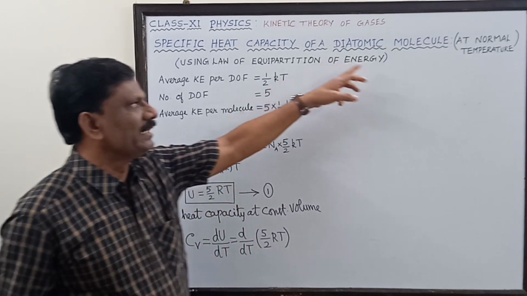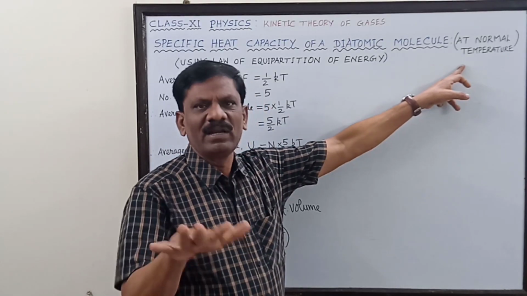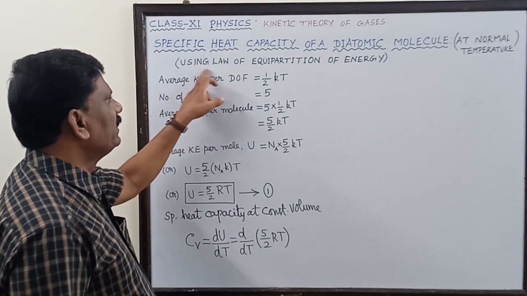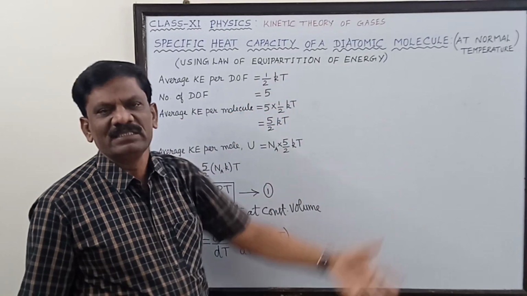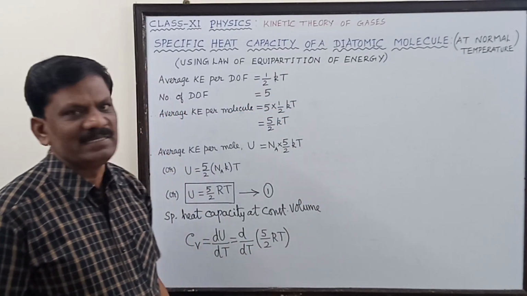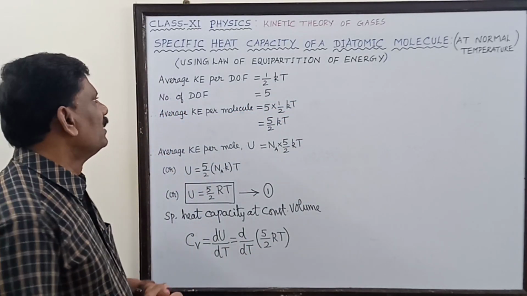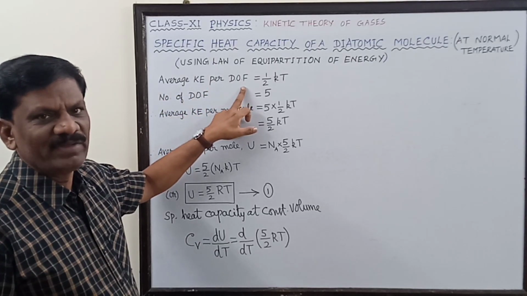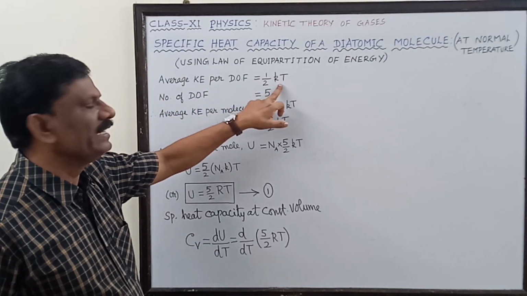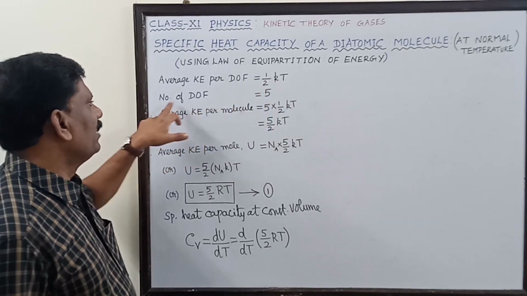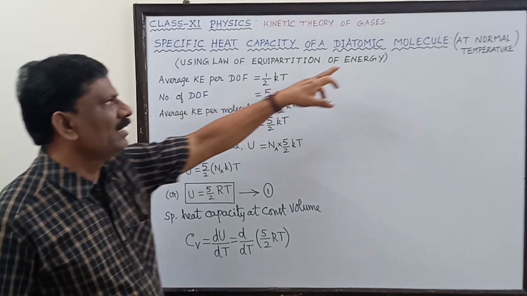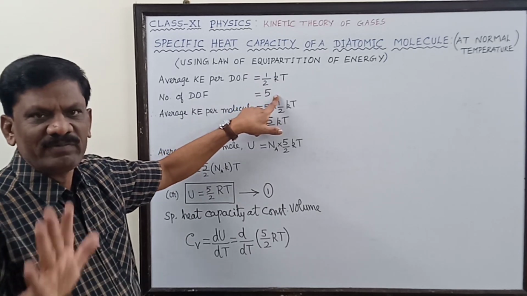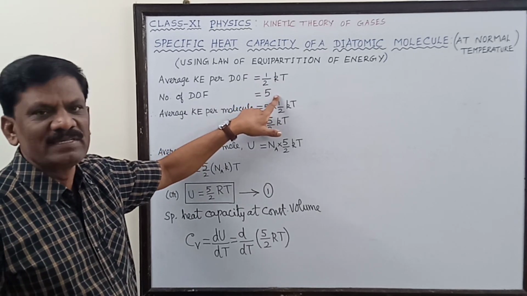So for such a diatomic molecule at normal temperature, room temperature, using the law of equipartition of energy, we will determine Cp, Cv and gamma. Now first, what is the average kinetic energy per degree of freedom? We have already learned it is half kT. And the number of degrees of freedom for a diatomic molecule is equal to 5. Each molecule has 5 degrees of freedom.